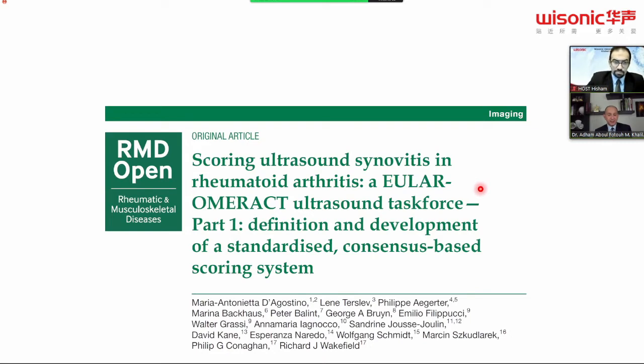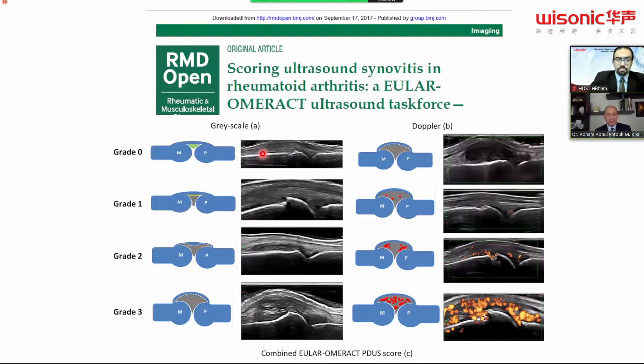This is the paper that was released by the Omer Act Euler Committee, and those are examples of the grades. First they put a grayscale grade, and they put a power Doppler grade, and they combine the scores together. So this is a normal. You can see the green triangle that is formed by the capsule and all the supportive connective tissue. And then here we have a mild synovial proliferation that did not exceed the bone level, and here it exceeded the bone level to go above the bone line. And here you have a convex capsule. As well here, you have negative power Doppler, minimal power Doppler, moderate power Doppler, and then a marked power Doppler.